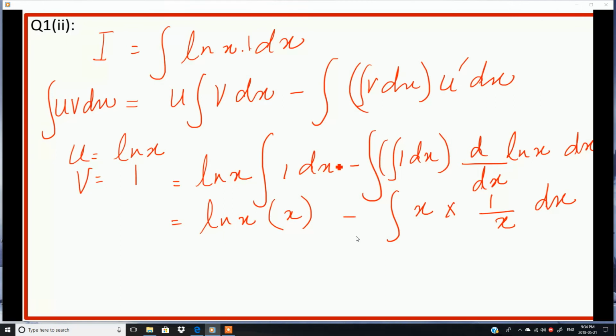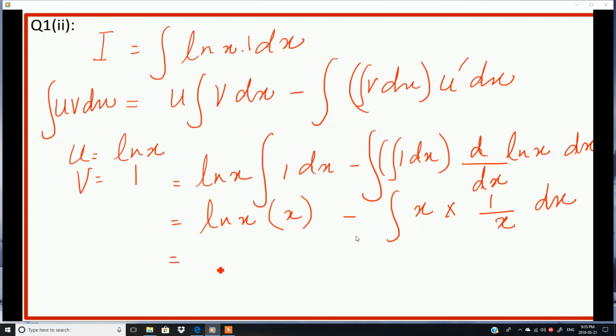So see, if I say that u is equal to 1, then here we have to take the derivative of 1, and the derivative of a constant is 0. That is why we say u is equal to natural log of x and v is equal to 1.